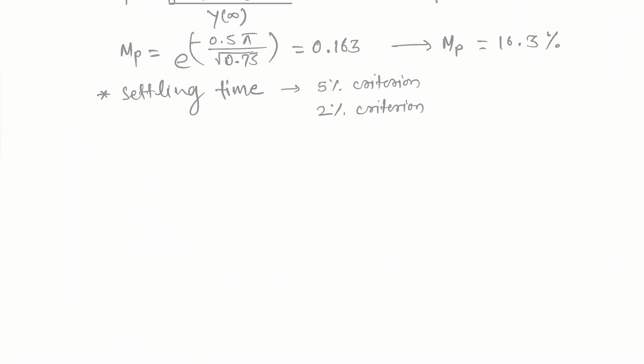So for the 2% criteria, the settling time Ts comes out to be 4 over zeta omega n. And when we substitute the values, zeta is 0.5 and omega n is 3, this comes out to be 2.67 seconds.